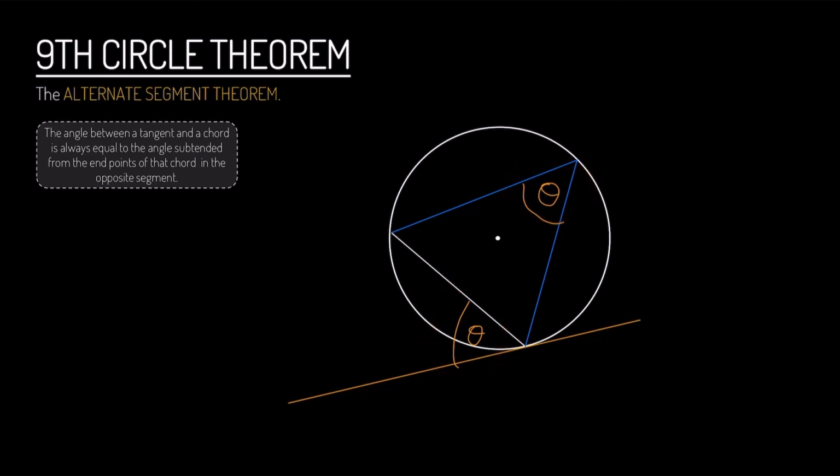And you can look at it from the opposite way. So this is a chord as well, which meets the same tangent. And we have an angle between both of them. We'll call it x. And now the minor segment is here and the major segment is here. So the segment opposite to this is right here. And the angle made from the chord in the opposite segment is therefore going to be this angle right here. So this angle should also be x. And that concludes the alternate segment theorem.